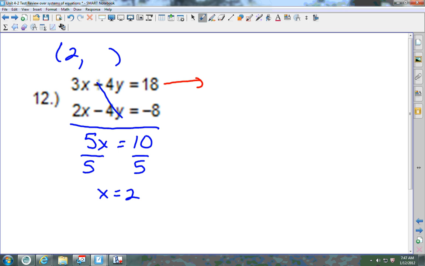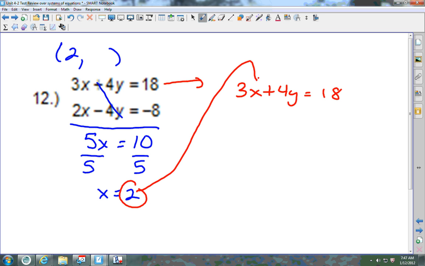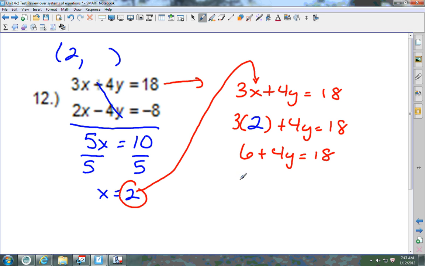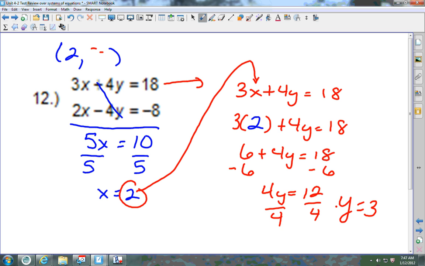You can choose either one of the two equations. I'm going to choose 3x plus 4y equals 18. Now x is 2. I'm going to put this in right here. I have 3 times 2 plus 4y equals 18. 6 plus 4y equals 18. I'm going to subtract 6 from each side. 4y equals 12. Divide by 4. Y equals 3. There's your solution.